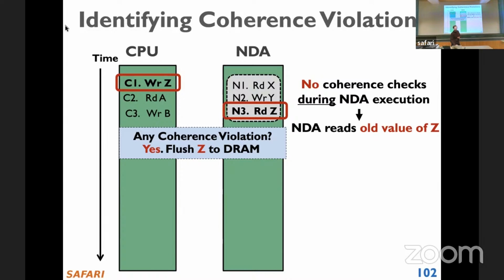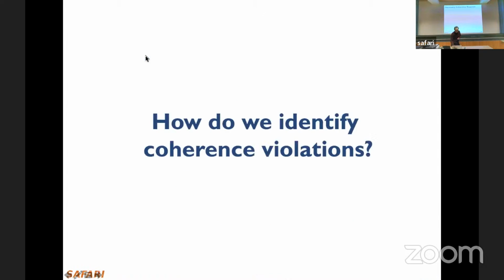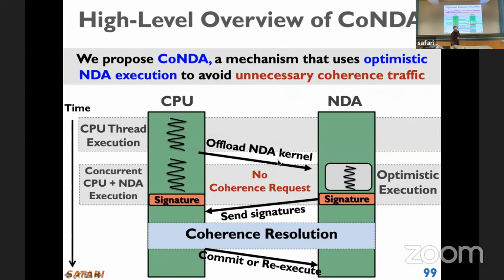What do you mean different time? So this happens after the CPU sends an NDA execution. Yeah. So if you go back to this model, let me go back. Maybe that helps. Basically, you offload to the NDA kernel and you start keeping track of the signatures. And here you also keep track of the signature, and then you do the comparison at the end. So you don't know what time the CPU updated, and you don't know what time the NDA read.